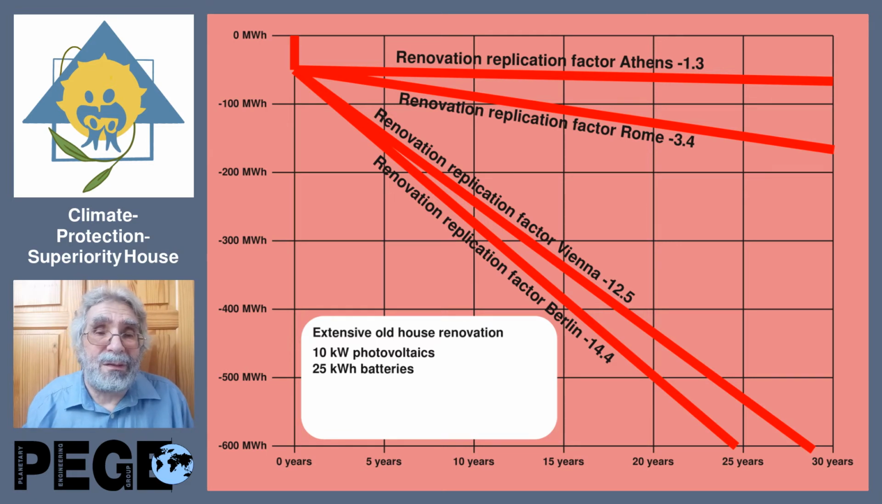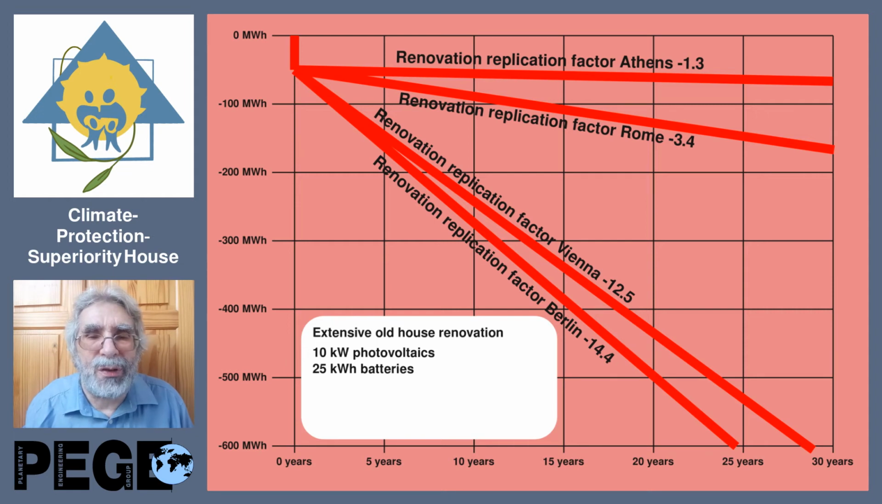But this heating is only used in winter, and in winter the 6-to-1 exchange factor strikes here full, because only 10 kilowatt photovoltaics and 25 kilowatt hours of batteries, that is lost at the old house. And even in Athens, we have a negative replication factor of minus 1.3. And this goes higher and higher, and in Berlin it's already minus 14.4.